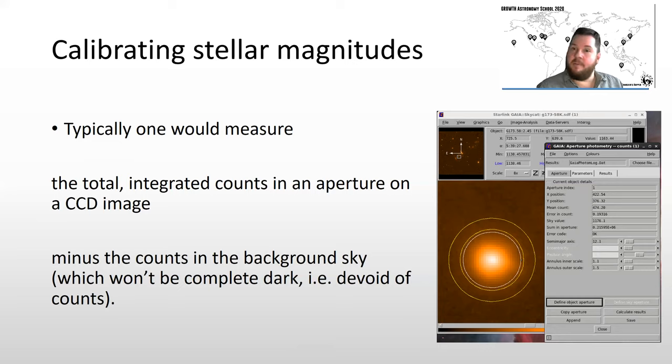There's contributions from zodiacal light within the solar system. But the empty sky is not perfectly devoid of photons. And this becomes particularly true when you go to infrared wavelengths. So how do I deal with this?